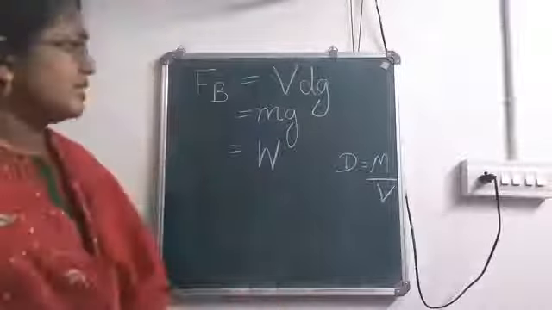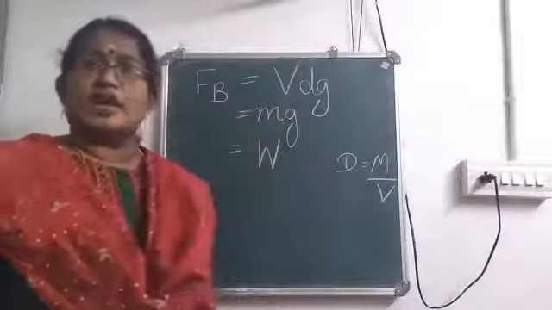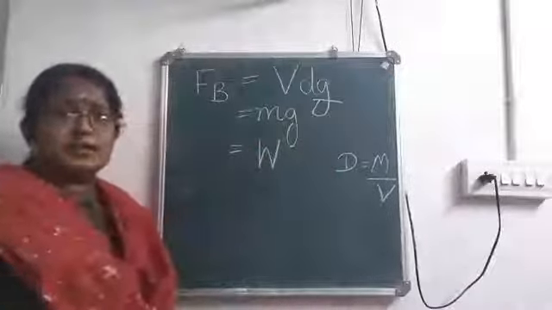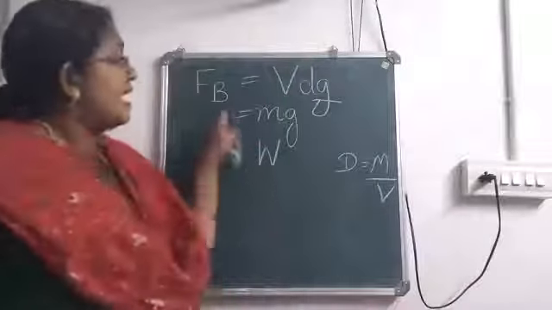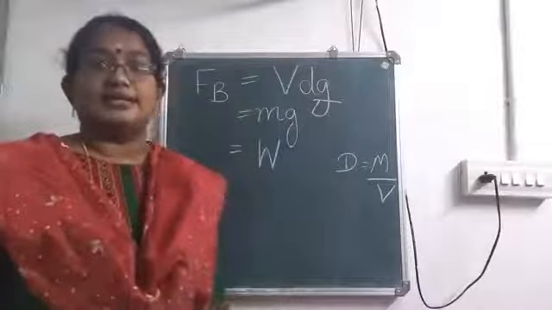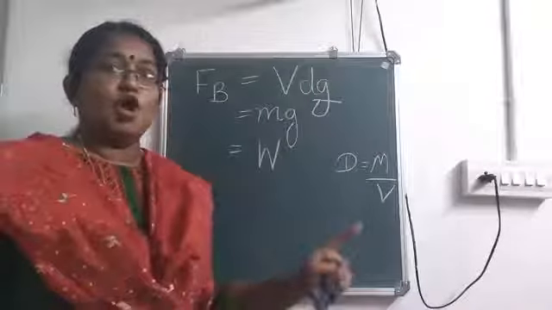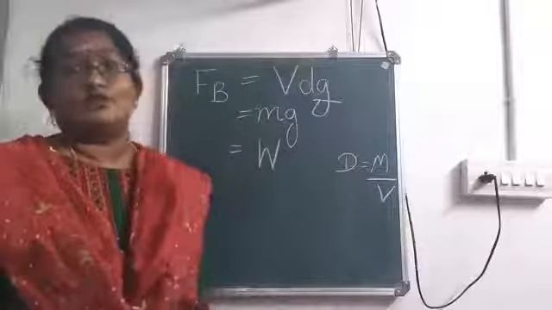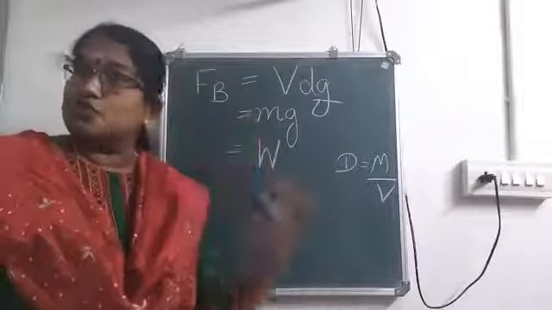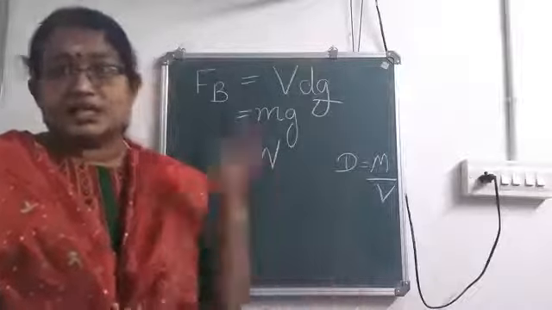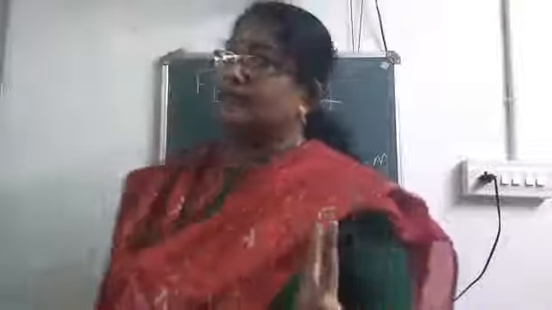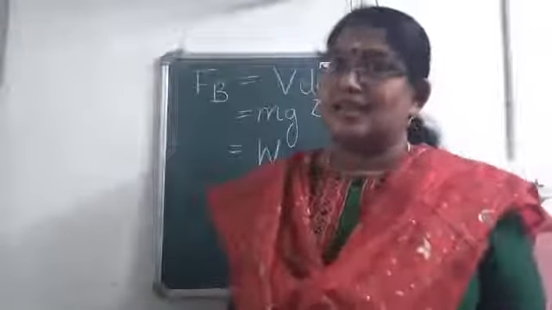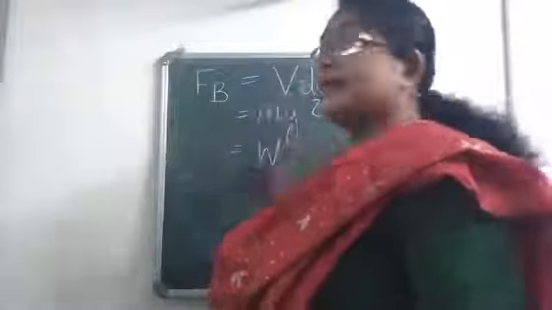Now from this, which are the factors on which upthrust depends? Acceleration due to gravity will be the same at a given place. So upthrust depends on two factors. Which are they? Volume of the immersed part of the body as well as density of the liquid. So keep these two points in your mind. Upthrust depends on two factors: the volume of the immersed part of the body as well as density of the liquid.